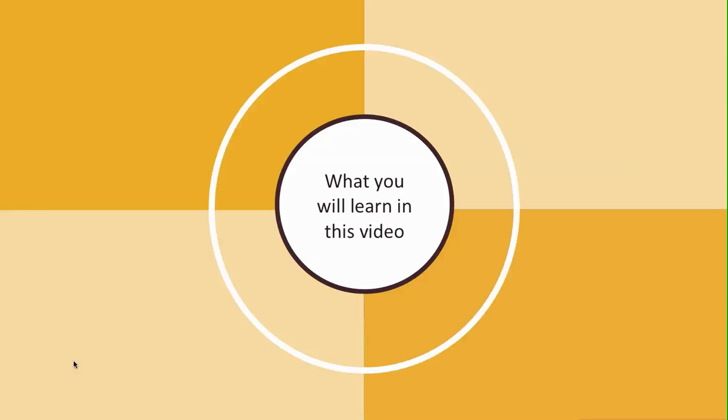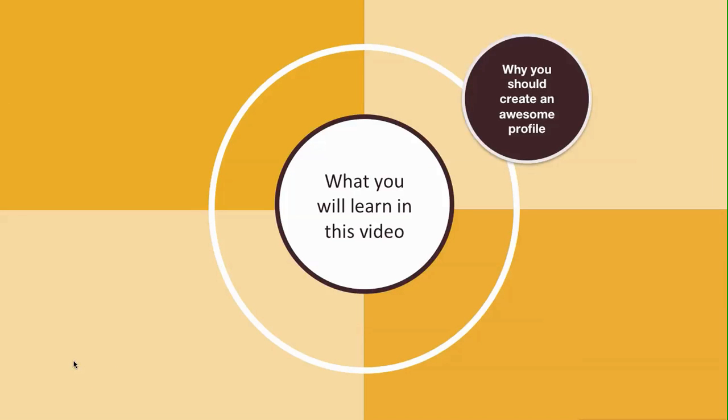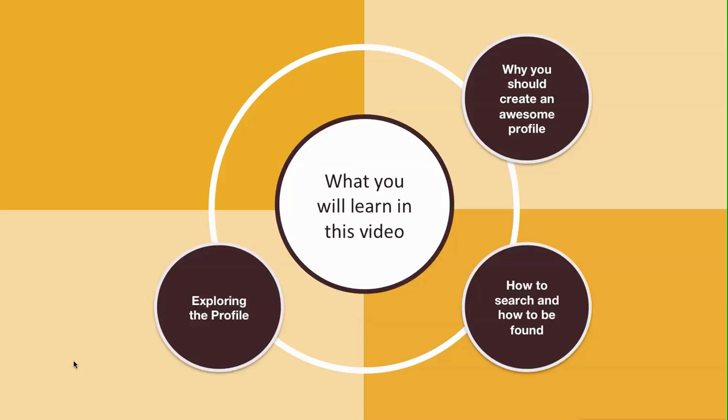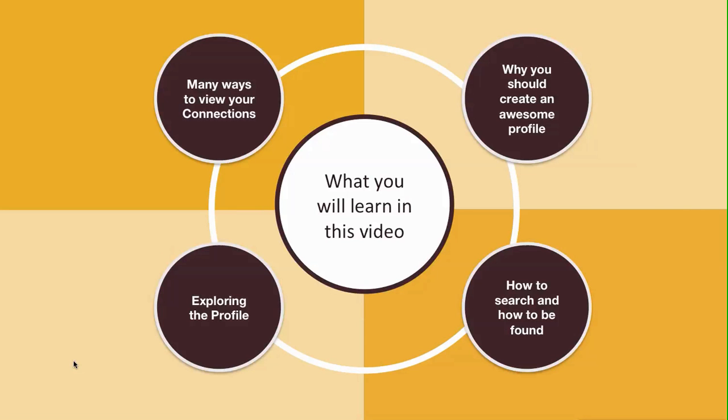So what you're going to learn in this video is why you should create an amazing profile. I'll take you through that in the individual steps. It's really quite easy. How to search, because searching is really the most important thing you're going to want to do to be able to find people, and how you can be found. We're going to explore the profiles of the people that you find, so you'll see how that information in your profile is used. And then finally, many ways to view the various connections you have in the network.